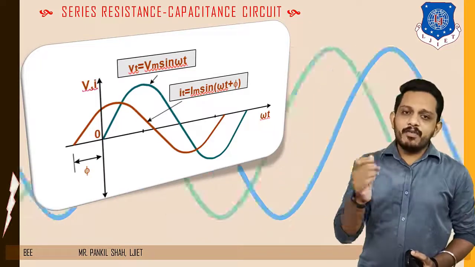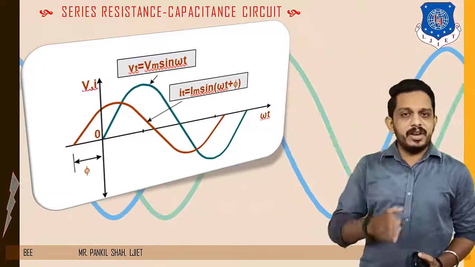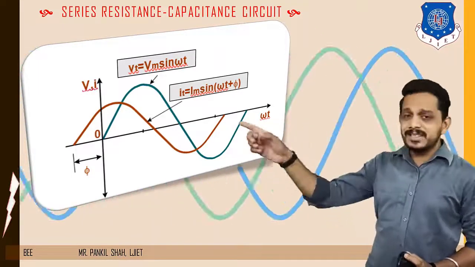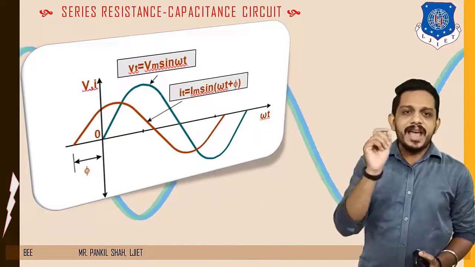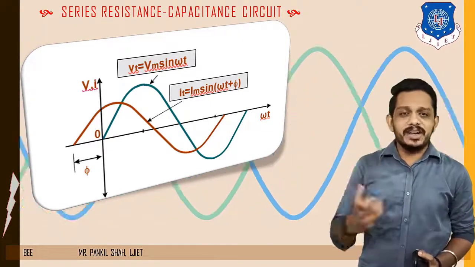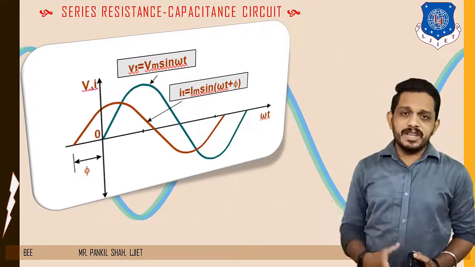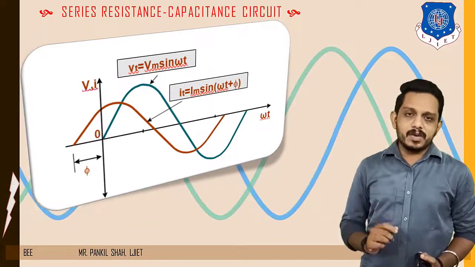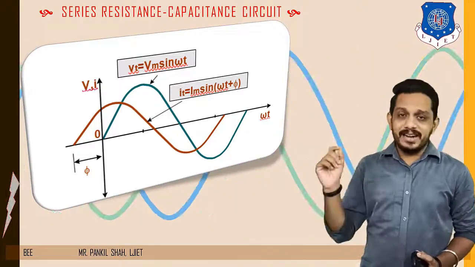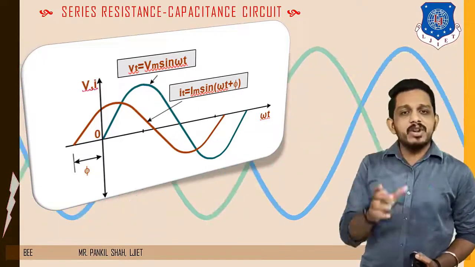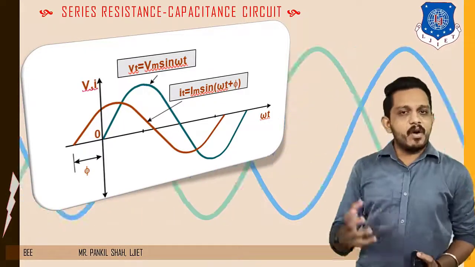Now let's see the waveform of this series RC circuit. Again, to draw the waveform, we draw the x-axis and y-axis. On the x-axis there is some angle theta, and on the y-axis there will be the quantities vt and it, the instantaneous values of the voltage and current. First we will draw the waveform of the voltage, because voltage is taken as a reference. vt equals Vm sin omega t. So the voltage waveform will start at 0 degrees and complete its one full cycle at 2 pi. So you can see here 0 to 2 pi is the waveform of the voltage.